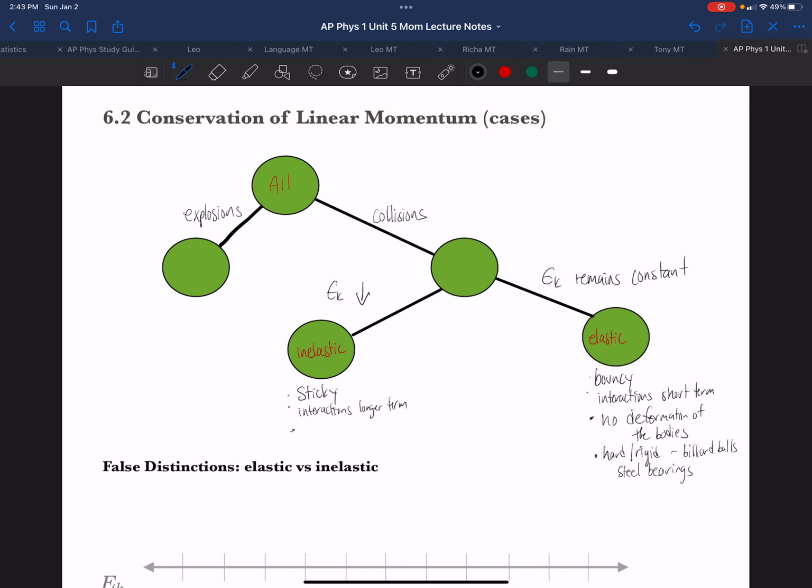Well, with sticky interactions, there is deformation. We have flexing, squishing, compressing. These tend to be soft, like balls, or anything that can crumple.